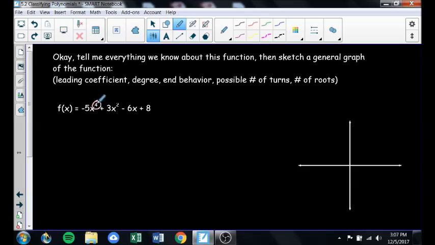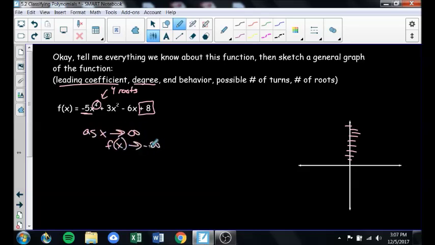This is an even degree function. It's going to point down on both sides. It also has a y-intercept at 8. I've not talked about that, but there'll be a y-intercept at 8. What else do I know? The number of roots. There's going to be 4 roots because that's the degree. Because the degree is 4, the leading coefficient is negative 5. So for the end behavior, as x goes to infinity, f of x will go to negative infinity.